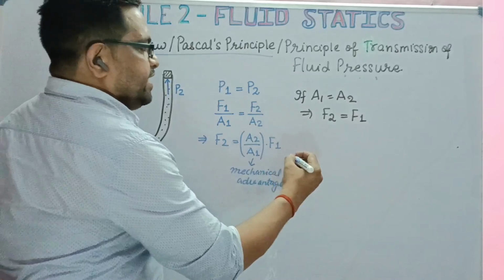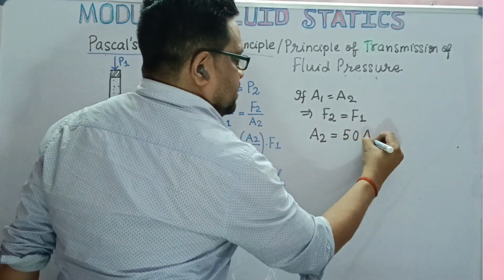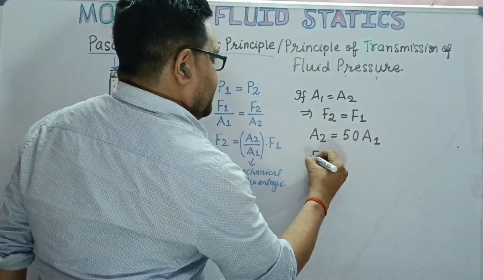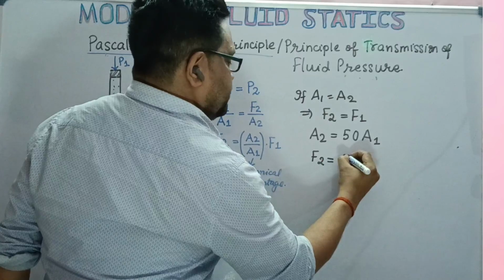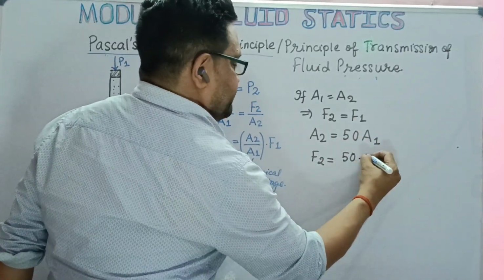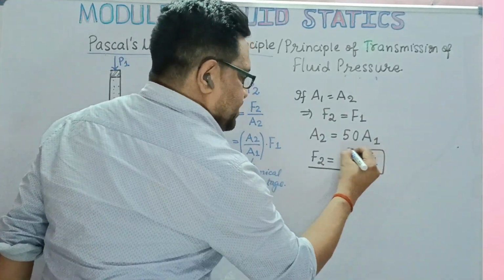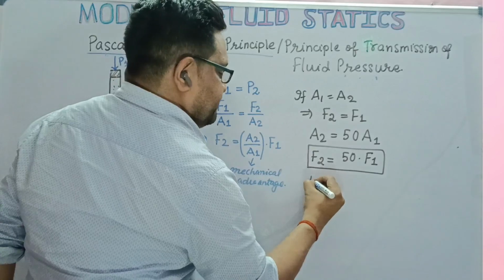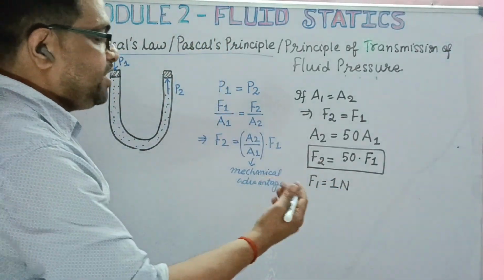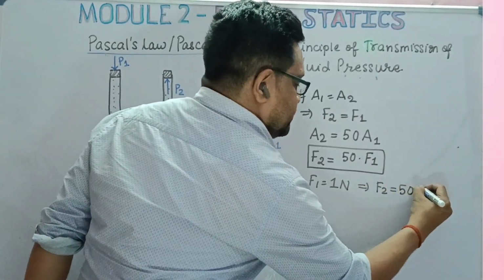Also, if we make A2 50 times wider than A1, then what we will get? We will get F2 will be equal to A2 upon A1, which is 50, so we will get 50 F1. So if F1 is equal to 1 Newton, then on the right hand side we are going to get F2 is equal to 50 Newton.